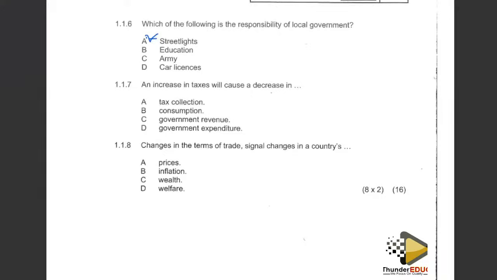Now moving on to the next question, which is 1.1.7. It reads as follows: an increase in taxes will cause a decrease in consumption. What do we mean by a tax? When we talk of a tax, we talk of a levy or a charge that the government normally applies on individual income or on business income, or a levy on the investment that is put in place.